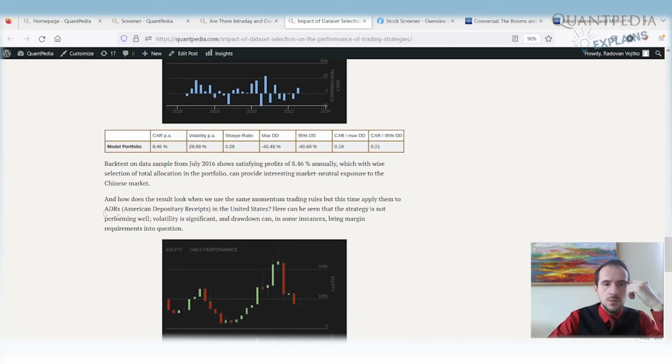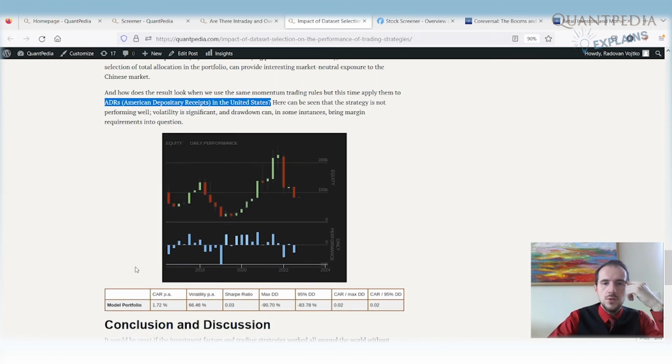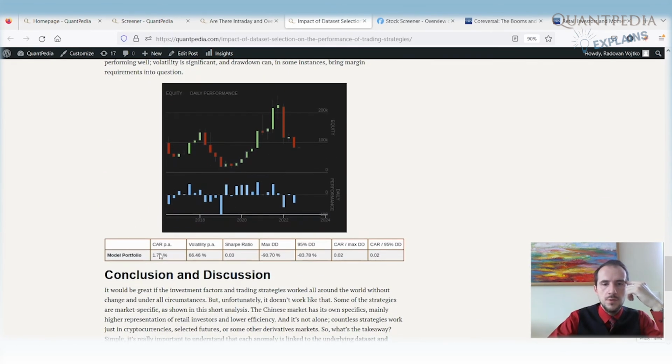And what is the performance when we apply the strategy to ADRs in the United States? We can see that again the performance of the strategy is significantly lower, with a high maximum drawdown. So even though we are using higher-priced stocks and large-cap stocks, the strategy still performs well in China, but not in ADRs.